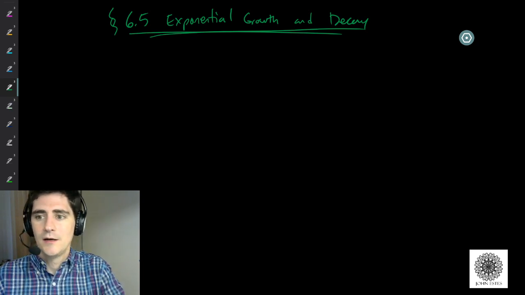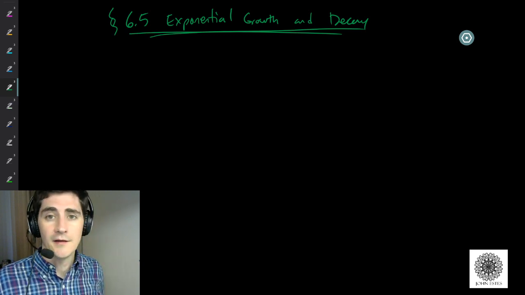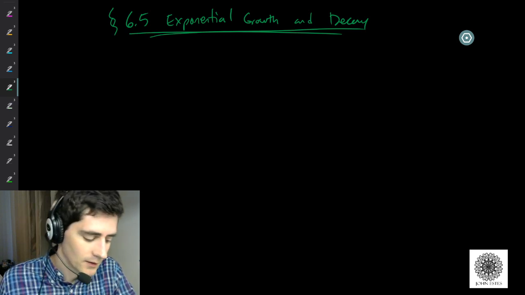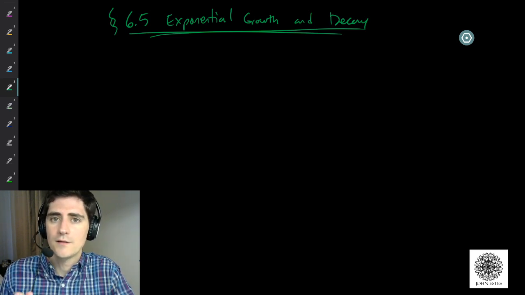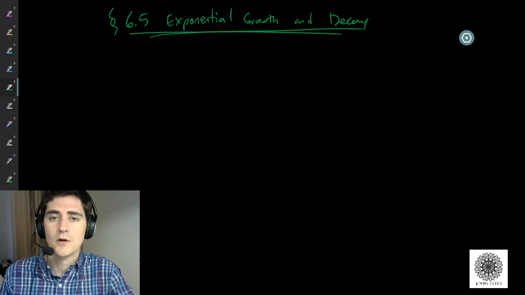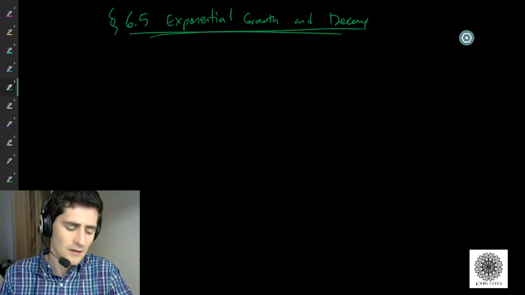Now, there are certain things in the natural world that, at least for a little while, get modeled by this formula. It's that the rate of growth depends upon what's already there, or the rate of decay depends upon how much is there already. Okay, so what does that mean?